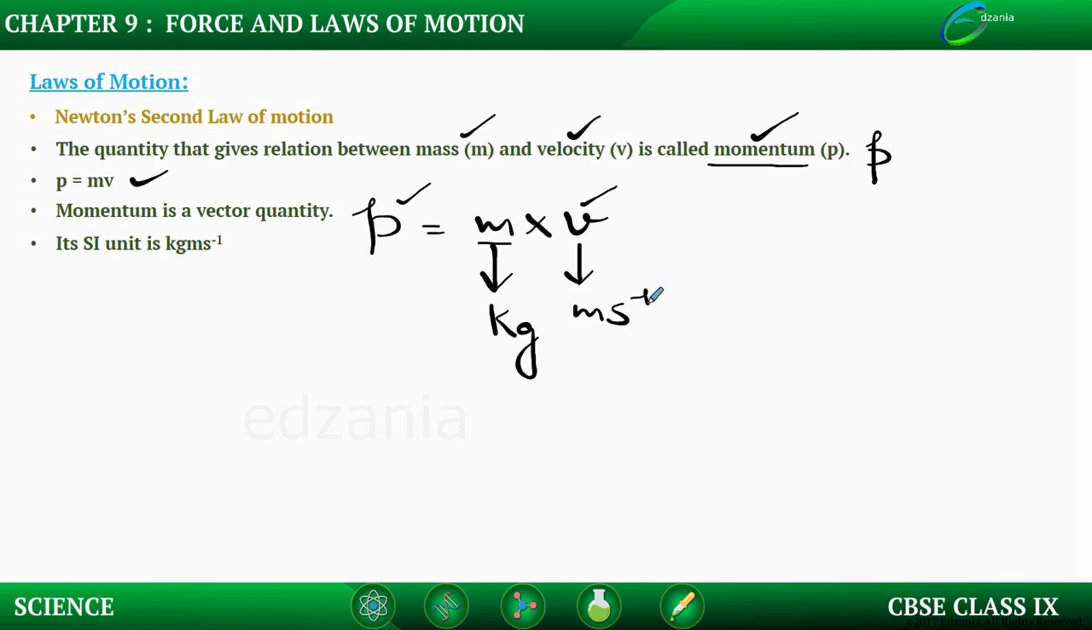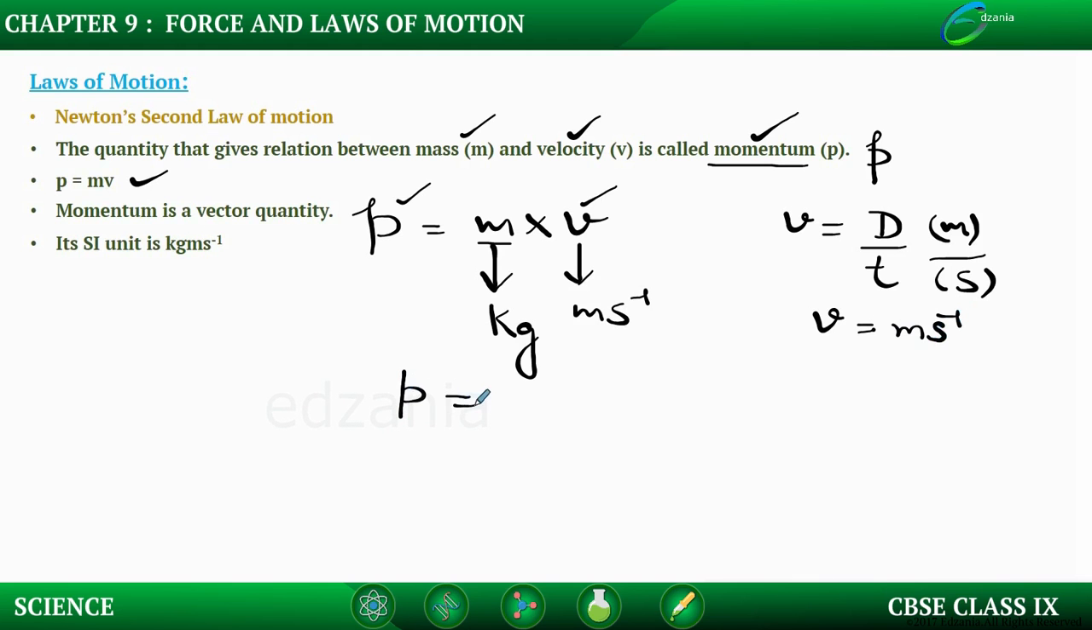Let us go through it once again. Velocity is given by displacement d upon time taken t, where the SI unit of displacement is meter and the SI unit of time is seconds. Therefore, the SI unit of velocity comes out to be meter per second. Hence, from this we get the SI unit of momentum is kilogram meter per second. Hence, the quantity that gives the relation between mass and velocity is called momentum.